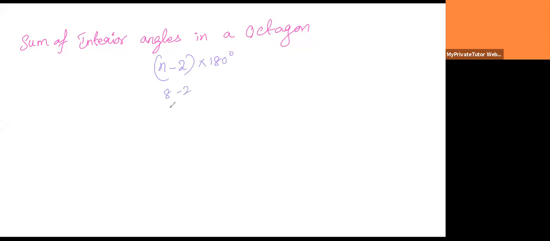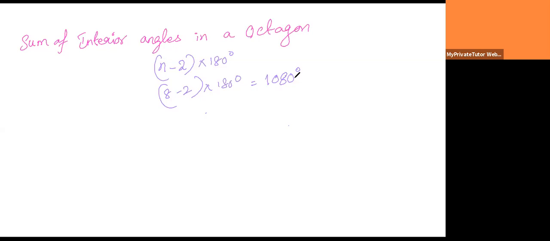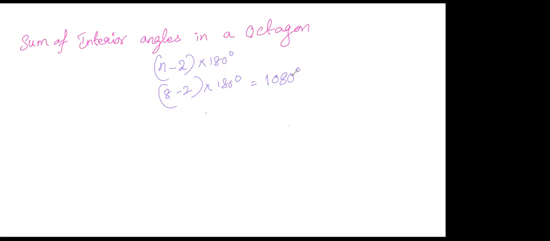So 8 minus 2 is 6, times 180. Let me confirm that, which is 180 times 6, right? 1080, right? You said 1280. No, Joseph, I think we'll get 1080, because 6 times 18 is 108, right? Yeah, 1080. Okay, that's not a problem.